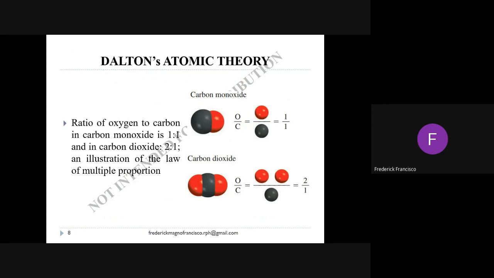For example, carbon forms two stable compounds with oxygen, namely carbon monoxide and carbon dioxide. Modern measurement techniques indicate that one atom of carbon combines with one atom of oxygen in carbon monoxide and with two atoms of oxygen in carbon dioxide.